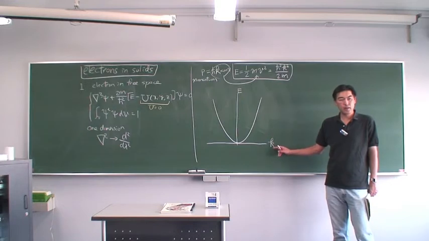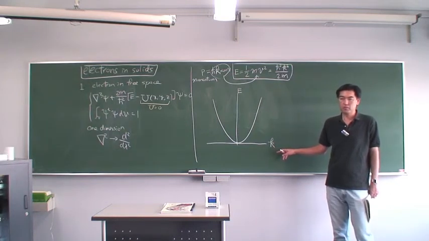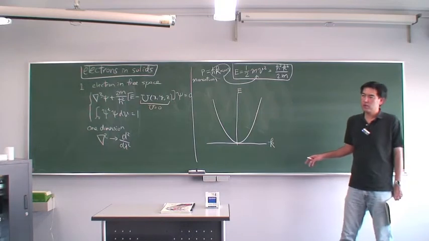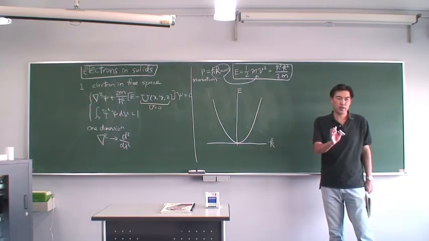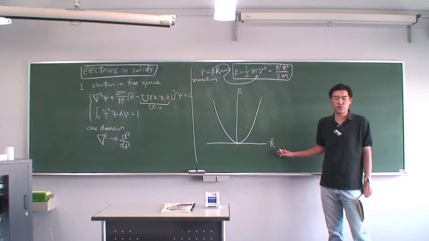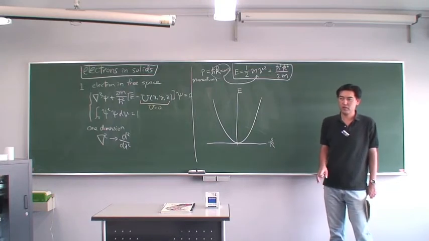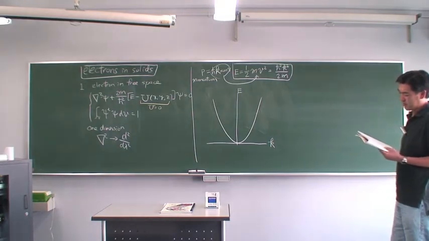And K is the wave vector, but you can also consider this as a momentum. We will be using K all the time, as you have already seen in a Bravais lattice, reciprocal lattice, and in Laue's formula, and so on. Okay, we will be using K a lot.